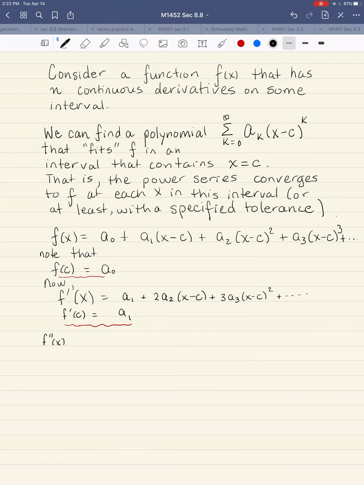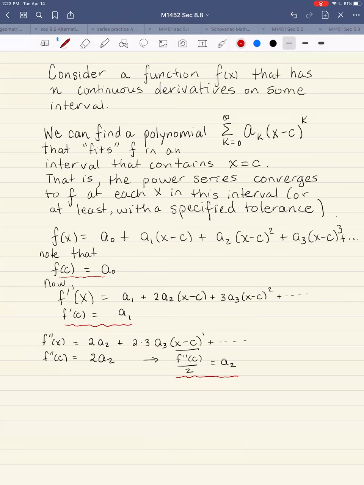Let's take another derivative. The second derivative is going to give us, the derivative of a1 will be 0. The derivative of x minus c is going to be 1, so we get 2 times a2. The derivative of x minus c squared will give me 2 times 3, a3 times x minus c to the first, and then the other terms. The second derivative, when x is replaced by c, leaves us only with 2a2, because all these other terms will have an x minus c in it. So that says that f double prime at c divided by 2 is going to be a2.